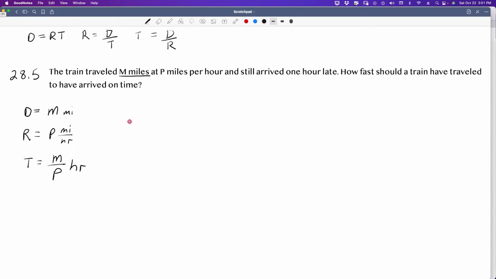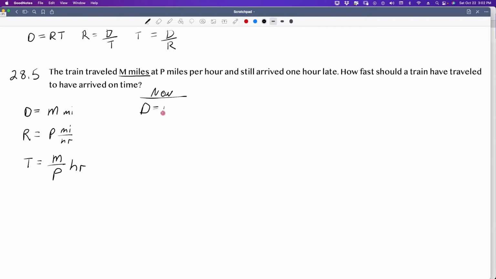So the new distance, the distance is the same distance. So there is no new distance. The distance remains the same. Okay, so the new information though, we're going to make a list of the new information so that we can adjust our time for this train, or the rate for the train, I'm sorry.